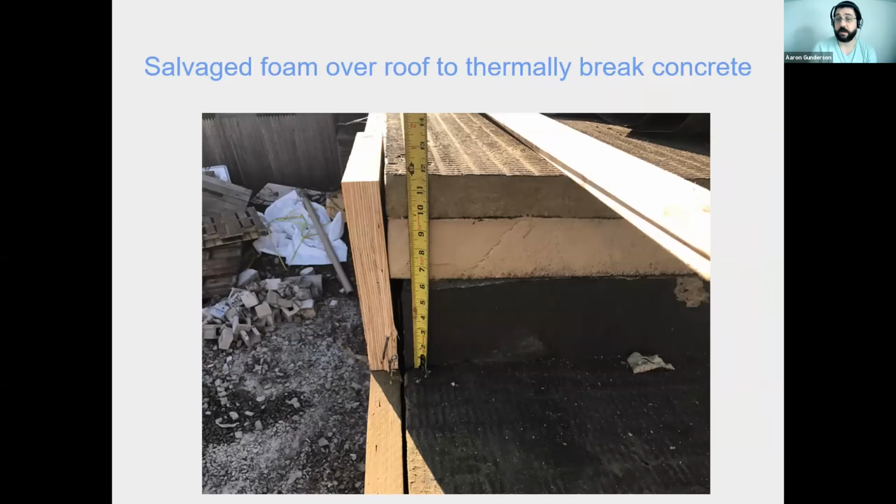On the roof, they insulated it as well. In this case, they were able to use salvaged foam. From other projects they were working on and other resources, they were able to accumulate some salvage foam material, and that's what they stack on the roof to create 12 inches of foam insulation.